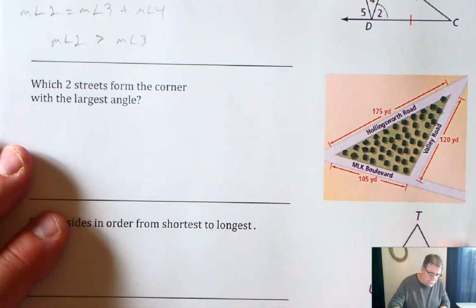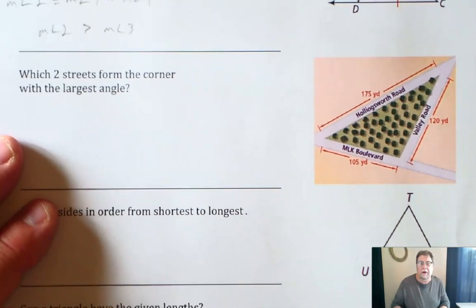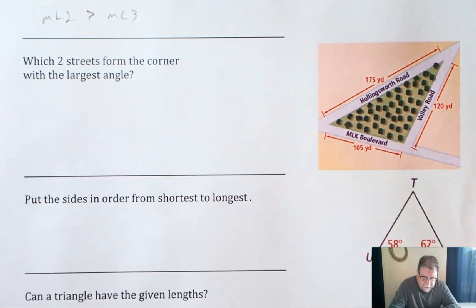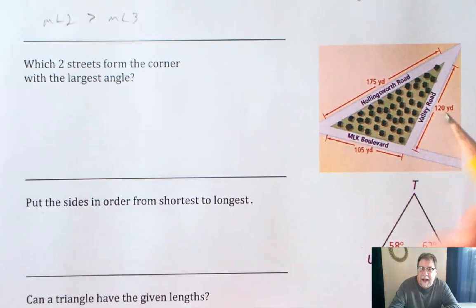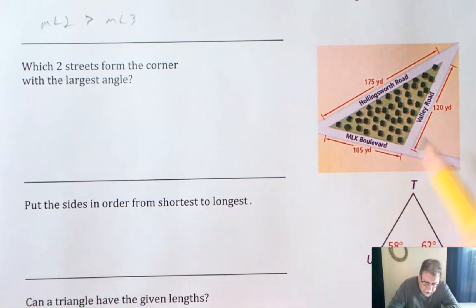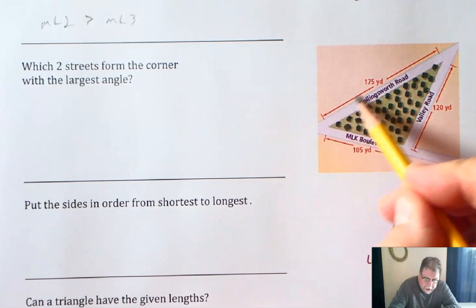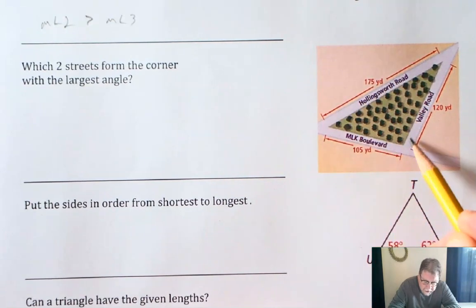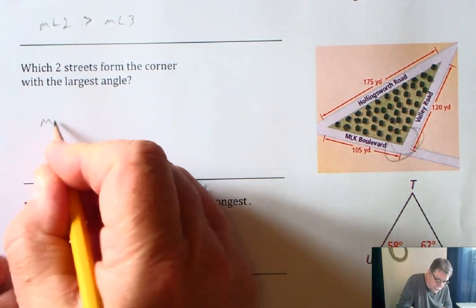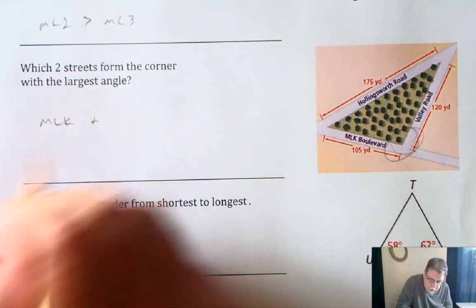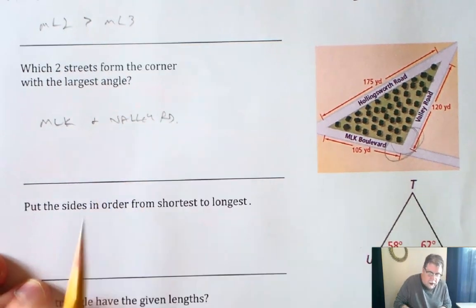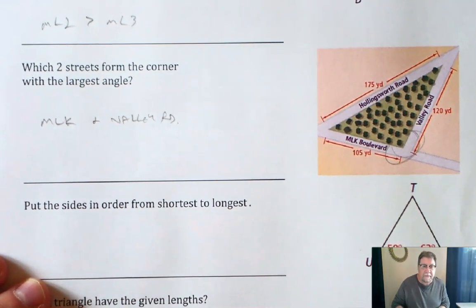Which two streets form the corner with the largest angle? So I want to know where the largest angle is located. Instead of looking at the angles, look at the sides. This is 175, 120, 105. This is the longest side, so therefore opposite it right here would be the largest angle. So we're looking at MLK Boulevard and Valley Road. That is the largest angle of that triangle.